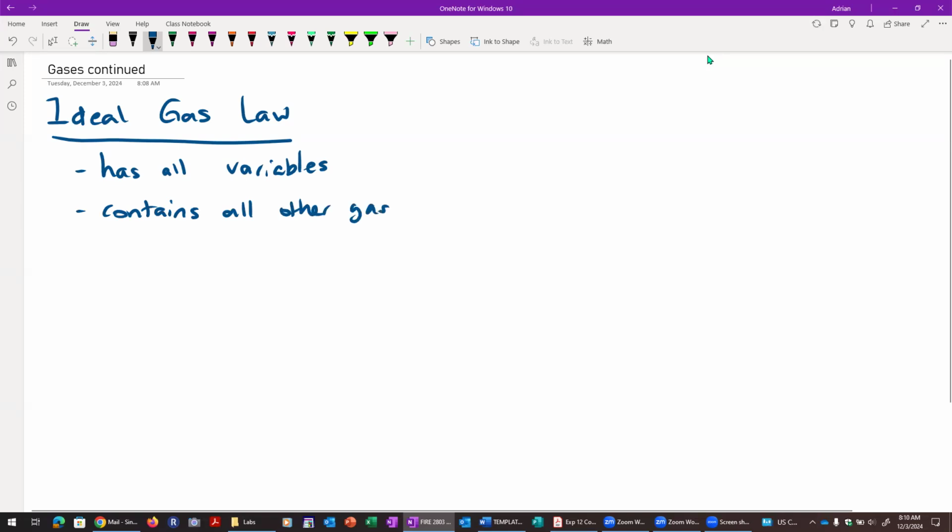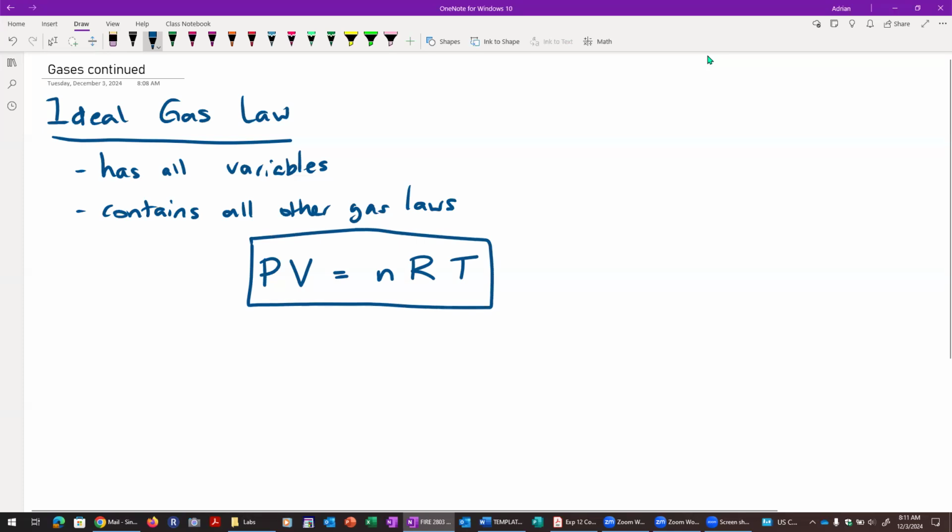If we know how to manipulate the equation, we can derive Boyle's law, Charles' law, the combined gas law, etc. So the ideal gas law is as follows. If we take the product of the pressure and the volume, that will be equal to the product of N, the number of moles, times R, which is a gas constant, times the temperature in Kelvin. All right, so this is, again, probably the most important gas law we'll see, PV equals nRT.